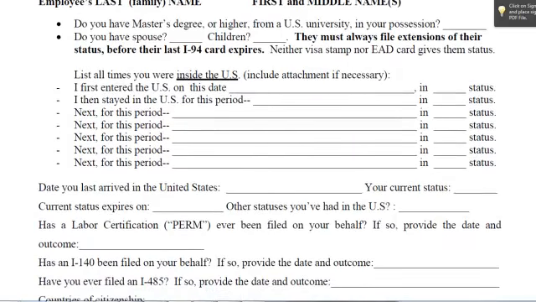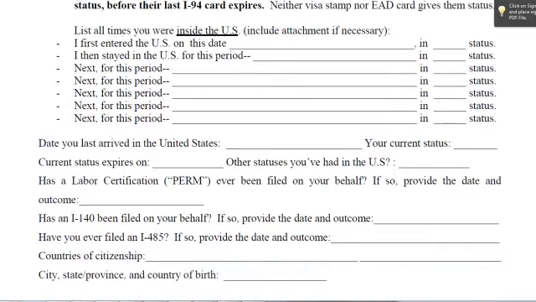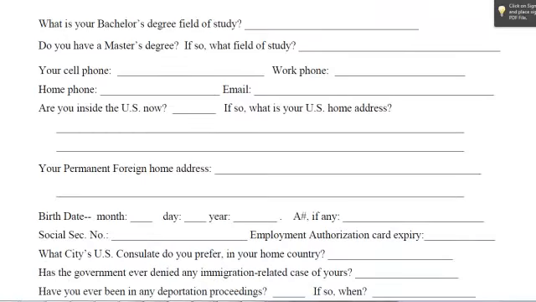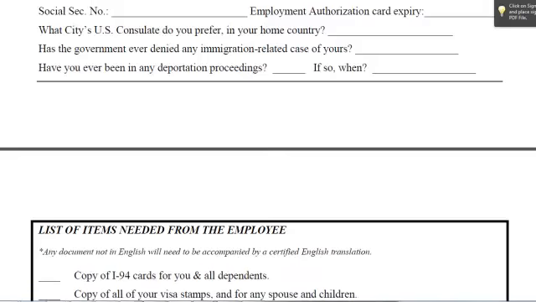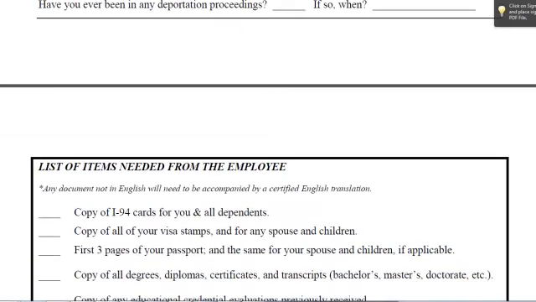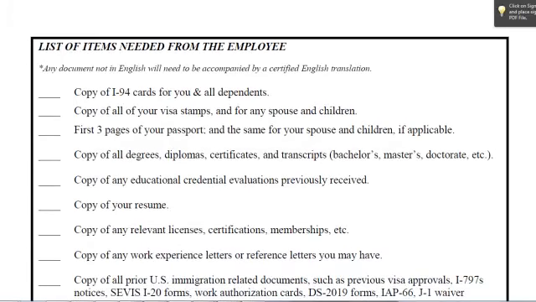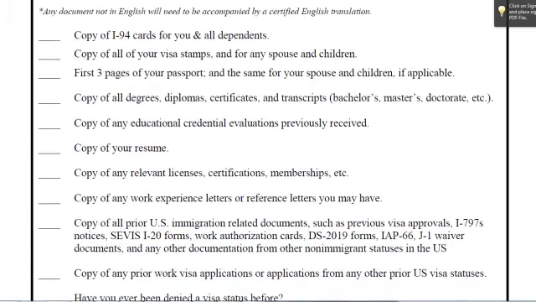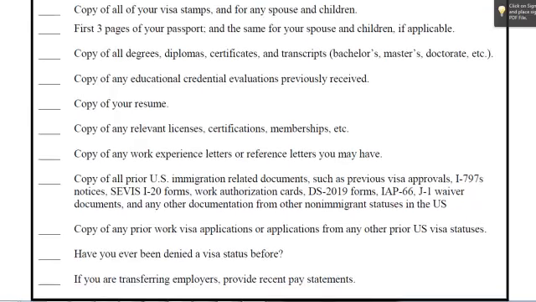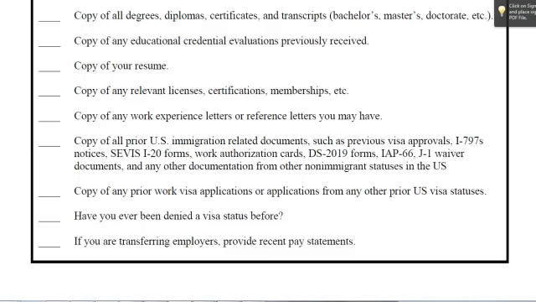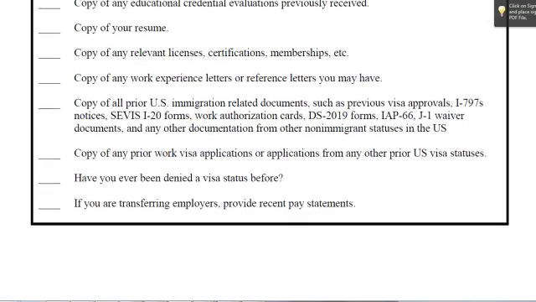We will need fairly straightforward information here, such as copies of the following documents: your passport, I-94, all visa stamps, all immigration-related documentation, like an EAD card, SEVIS I-20 form, and all previous approval notices. We will also need copies of your resume, all degrees, diplomas, and transcripts, any education evaluations, and any relevant licenses, certifications, or memberships. If a document is not in English, it will need to be accompanied by a certified translation.